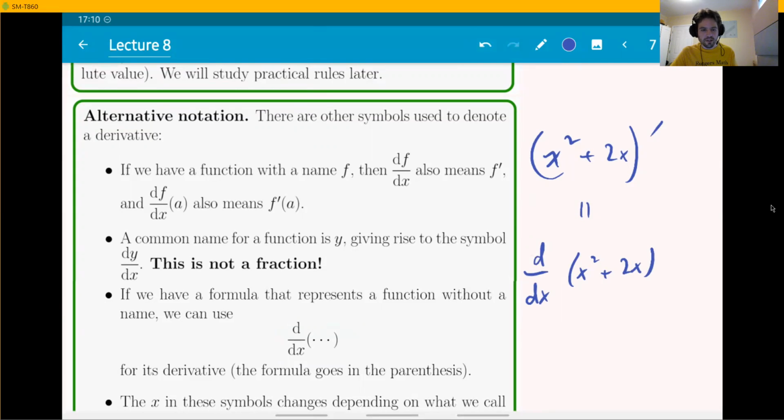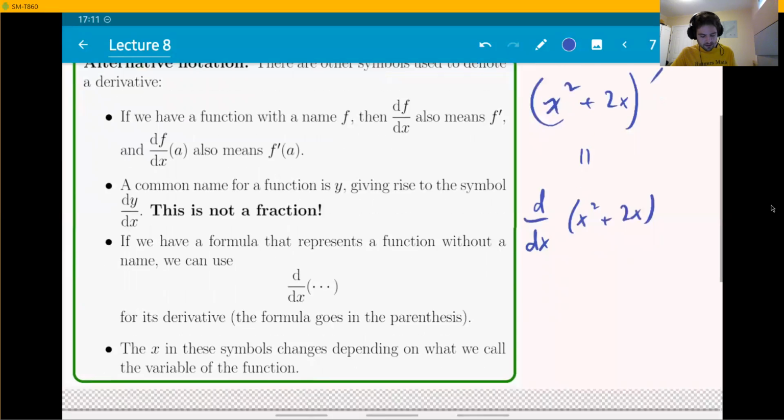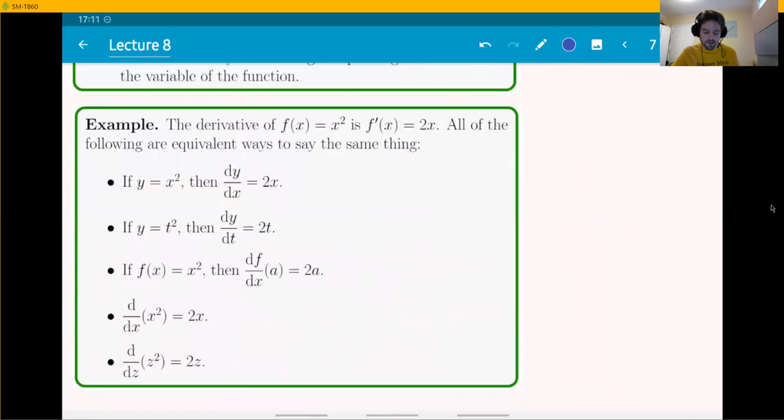Finally, the x can change depending on what you call the variable. If you have a function where the variable is not x, but t or whatever, then you change that accordingly. So for example, here's a true fact. The derivative of x squared, f of x equals x squared, is f prime of x equals 2x. Now, all of the following are equivalent ways to say the same thing. If y is x squared, then dy dx is 2x. If y is t squared, then dy dt is 2t.